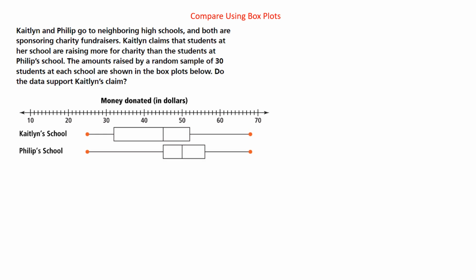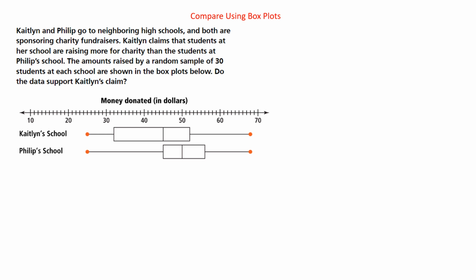Let's grab some box plots. Caitlin and Philip go to neighboring high schools, and both are sponsoring charity fundraisers. Caitlin claims that students at her school are raising more for charity than the students at Philip's school. So the amounts raised in a random sample of 30 students at each school are shown in the dot plots. Do the data support Caitlin's claim?